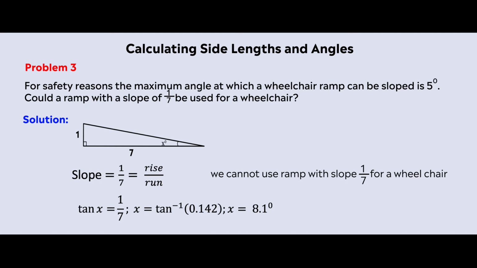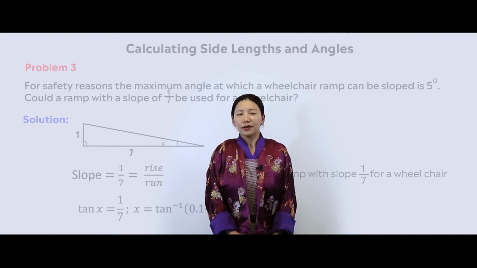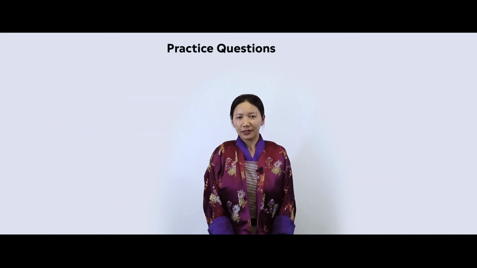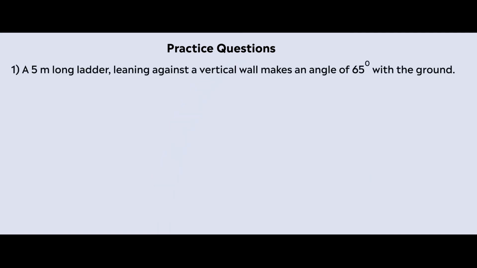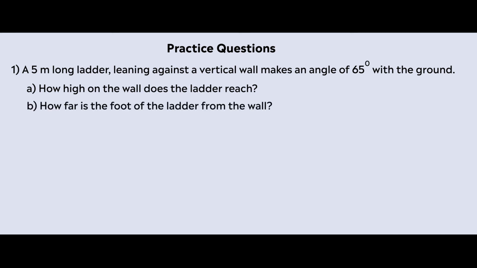So we have discussed 3 problems related to calculating side lengths and angles. Hope it is clear. Now let's do some practice questions. Let's read the questions together. Question 1. A 5-meter long ladder leaning against a vertical wall makes an angle of 65 degrees with the ground. Part A. How high on the wall does the ladder reach? Part B. How far is the foot of the ladder from the wall? Part C. What angle does the ladder make with the wall?